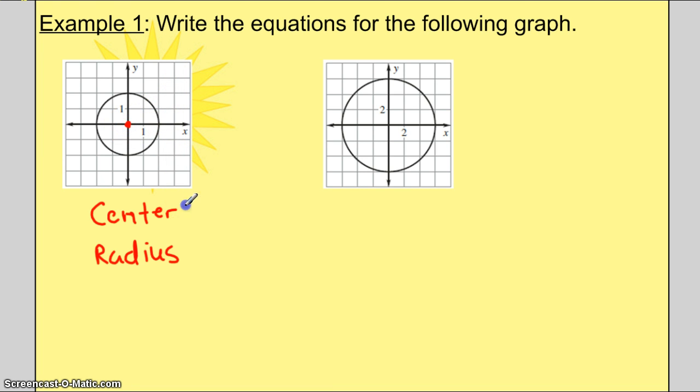The center of the circle there is 0, 0. And Mrs. O'Brien, what did we find our radius to be? 2. So now we can simply plug that into that set circle equation.